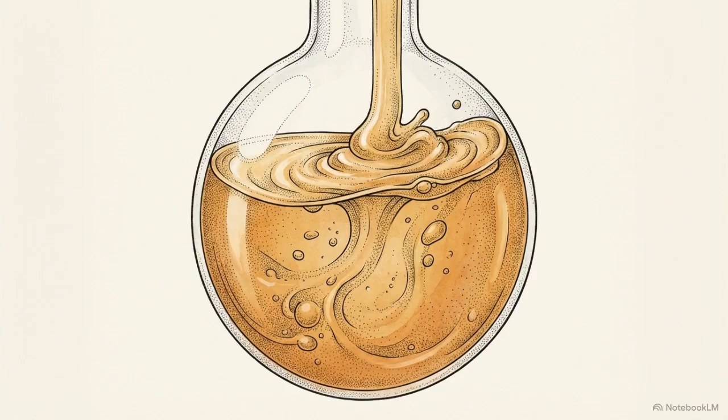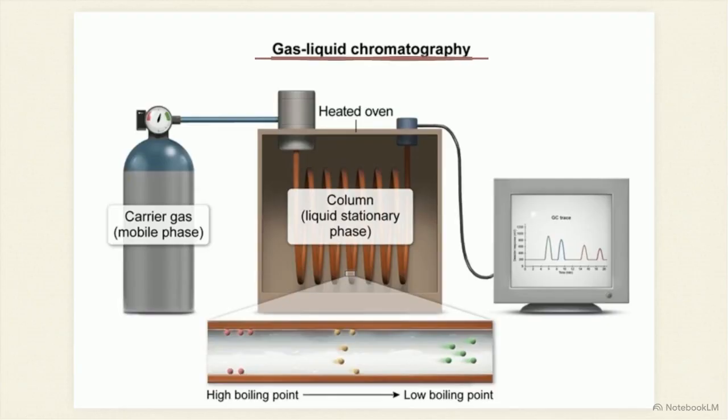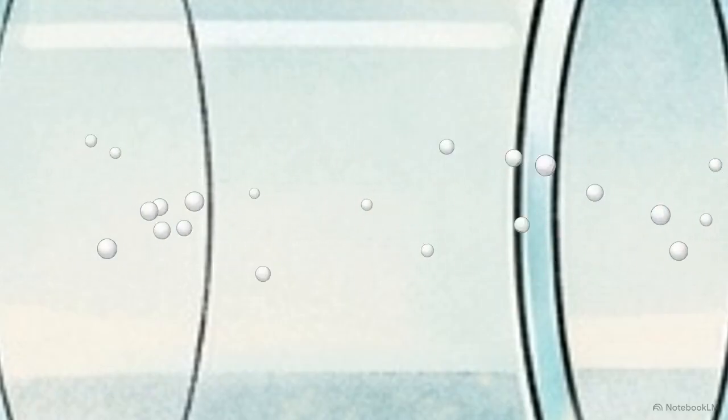Polarity is highly effective for liquids, but it's not the only physical property we can exploit. We can also filter molecules based on thermodynamics and volatility. This diagram illustrates gas-liquid chromatography. Here, the physical states of the phases themselves are entirely altered. The mobile phase is no longer a liquid solvent. It is an inert carrier gas, like helium.